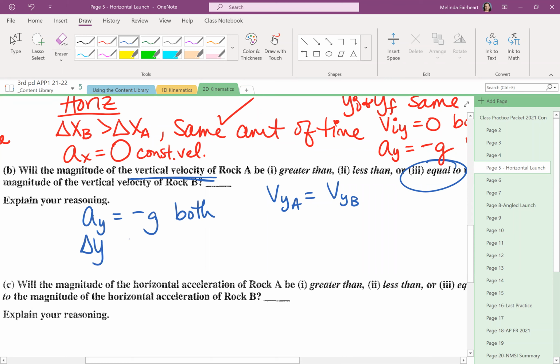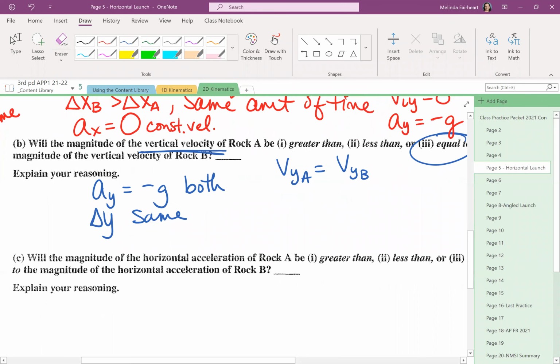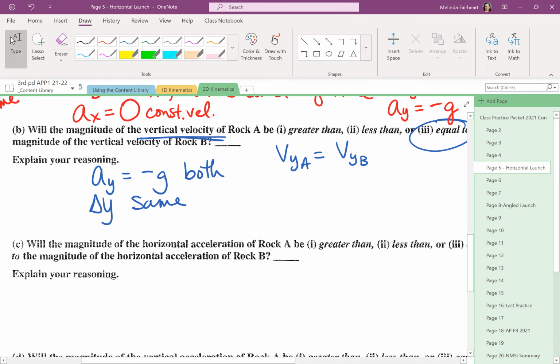Right? Vertical displacement is the same. They said the same initial position, same final position. And so that's the same. Give me one more reason. Because you really need to consider 3 variables before you get an answer, whether numerically or conceptually. And we can use our answer from before. They have the same time.